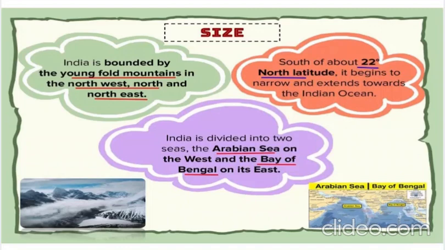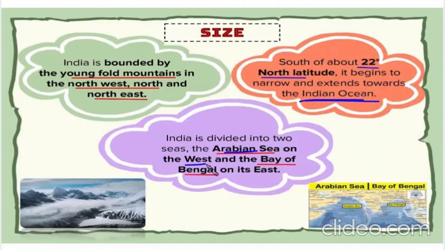Now, India is bounded by the Young Fold Mountains in the northwest, north, and northeast. So we have the Young Fold Mountains, correct, in this area. Next, south of about 22 degree north latitude, it begins to narrow and extend towards the Indian Ocean. Now, India is divided into two seas, which are the Arabian Sea in the west and Bay of Bengal in the east.